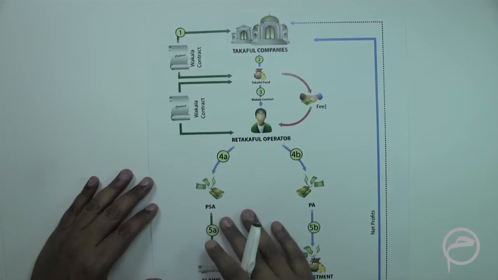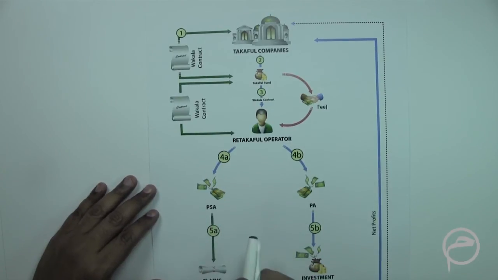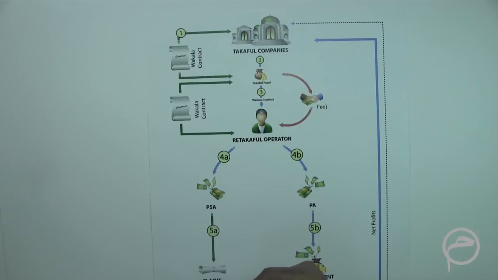Now let us discuss reinsurance. So what is the Islamic version of reinsurance? The Islamic version of reinsurance is re-Takaful. Meaning, if there are Takaful companies who would want to insure themselves, then what are the opportunities available? What we see is that a similar mechanism applies.